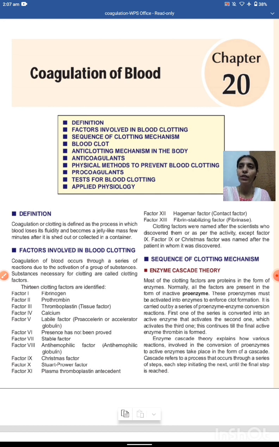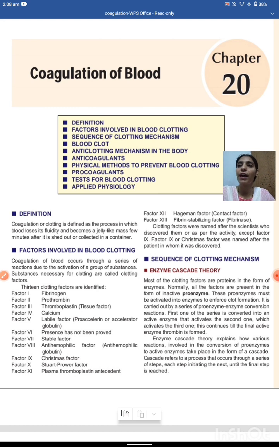So basically, coagulation is the process in which the blood loses its fluidity and becomes a jelly-like mass a few minutes after it is shed or collected in a container. When any kind of injury or collection of blood occurs, after some time its fluidity changes into a jelly-like substance, which is known as coagulation. Coagulation occurs because of cascade reactions involving different kinds of factors.